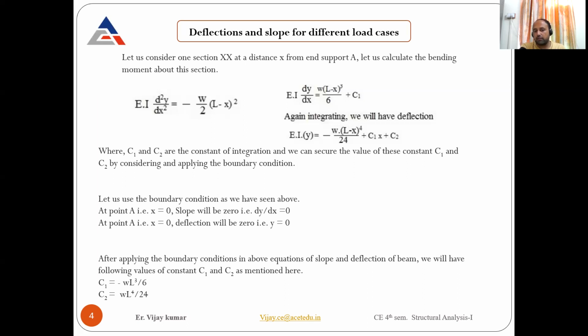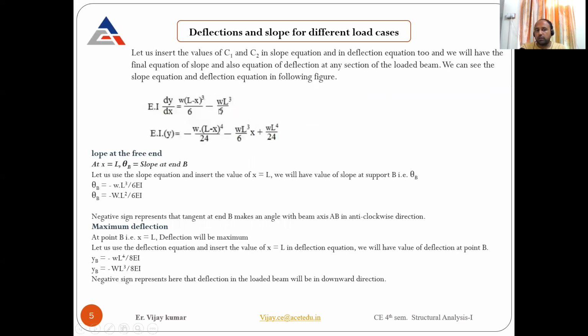But after that, what do we need to do? You just need to put the values of C1 and C2 in the equation of slope and the equation of deflection and solve further. After putting all the values, we get the general slope and deflection equations.